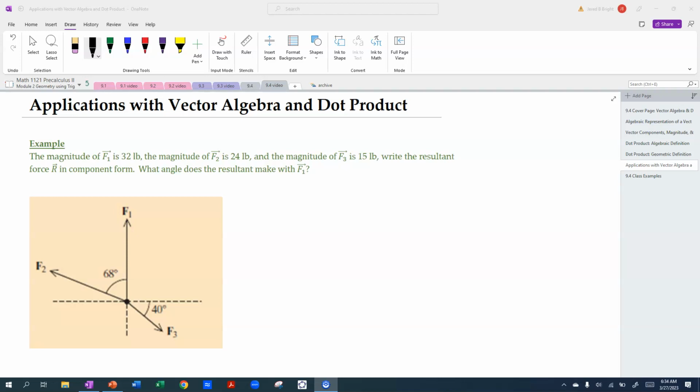That last part is where the dot product is going to come in, because we need to use that to figure out the angle between two vectors, right? All right, let's get started.